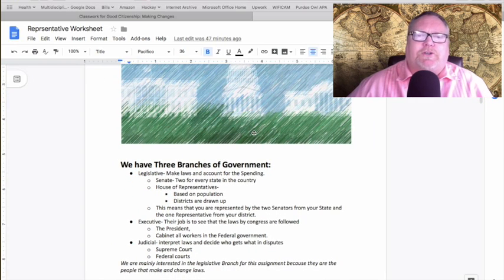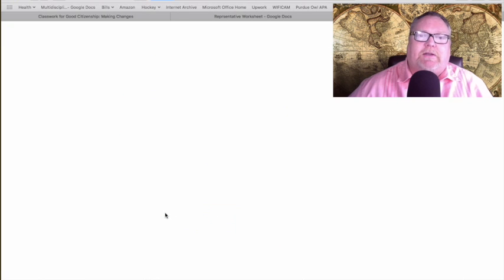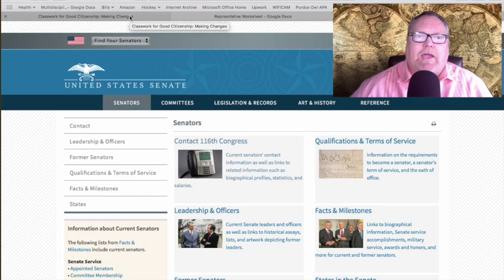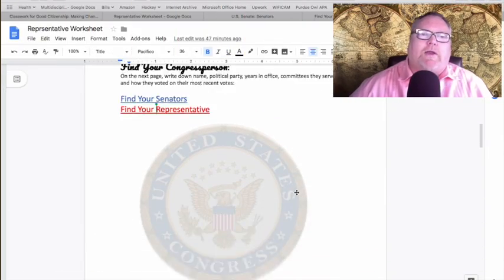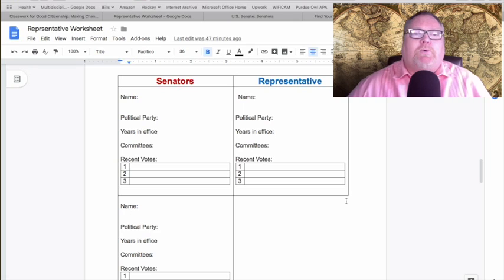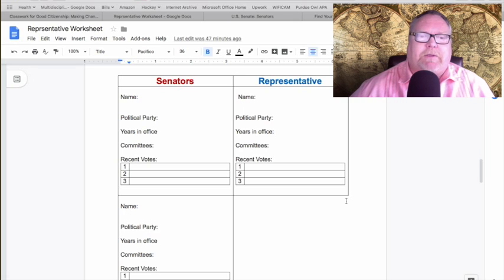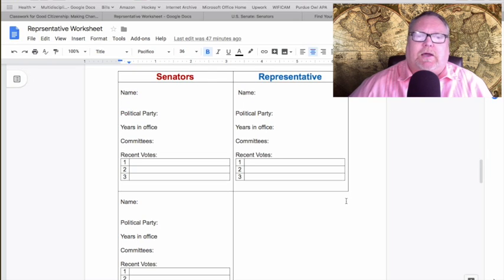Okay, so the first component is finding out who you're going to be writing to. There'll be a link for the senators, and there'll be one for the representative. So you're going to find out who your representatives are. Once you do, the worksheet's going to walk you through some information that you're going to want on all these people. For example, you want to know their name, what political party they belong to, and how long they've been in office. So you'll find out how many years they've been in office. And also very important is what committees do they belong to? Okay, so you're going to seek out all this information. And then once you do that, you're going to want to see what they voted on recently and how they voted. All this information you're going to gather up and put into this worksheet.